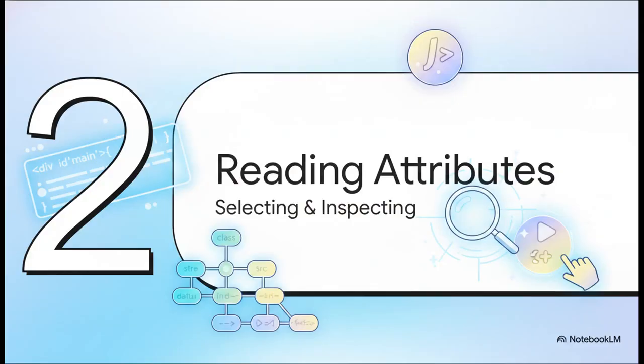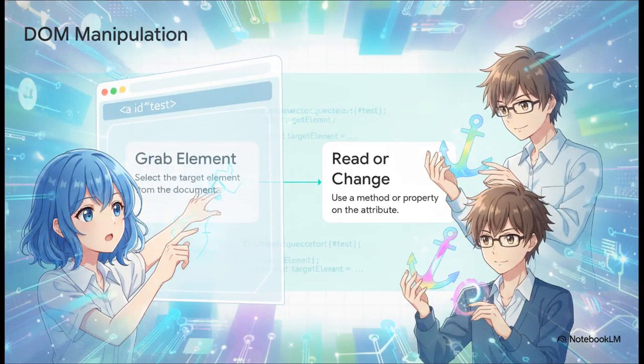Section 2. Reading attribute values. Selecting and inspecting. Working with the DOM is always a strict two-step process. Literally always. Step 1. You have to actually go into the document and grab the specific target element you want to work with. Imagine you've got an anchor tag in your HTML with an ID of test. You'd use a document selector to grab that and store the reference in a variable. Then comes step 2, using a method or a property to actually read or change its attribute values. You cannot skip step 1.